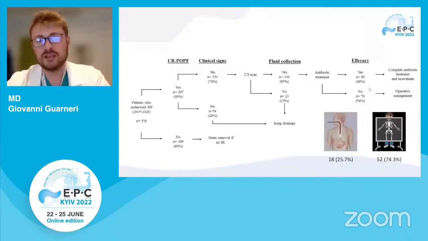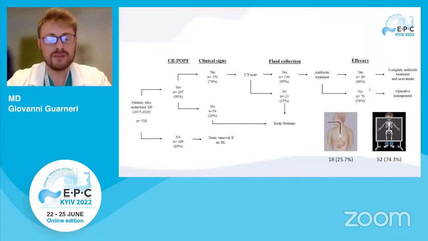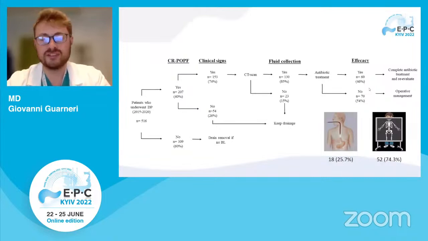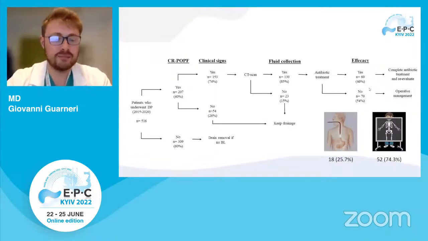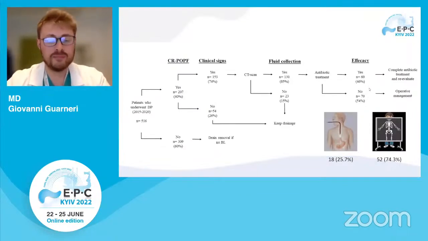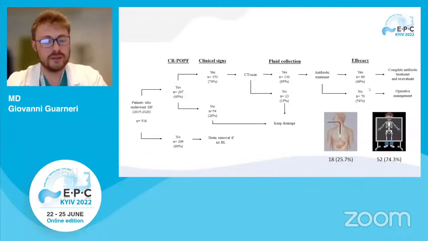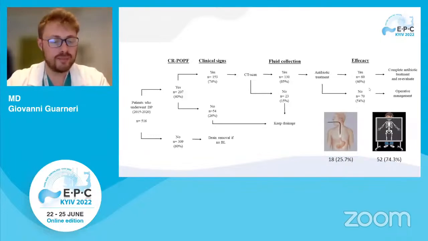Fistula is the main complication after distal pancreatectomy, and the aim of the study is to describe the management of collection related to fistula and identify potential predictors of interventional procedures. 516 patients who underwent distal pancreatectomy were enrolled. 207 of them developed a clinically relevant pancreatic fistula. Among these, 153 patients who clinically demonstrated signs of infection such as fever, abdominal pain, or inflammation of the blood test underwent CT scan that showed a fluid collection in 130 patients.